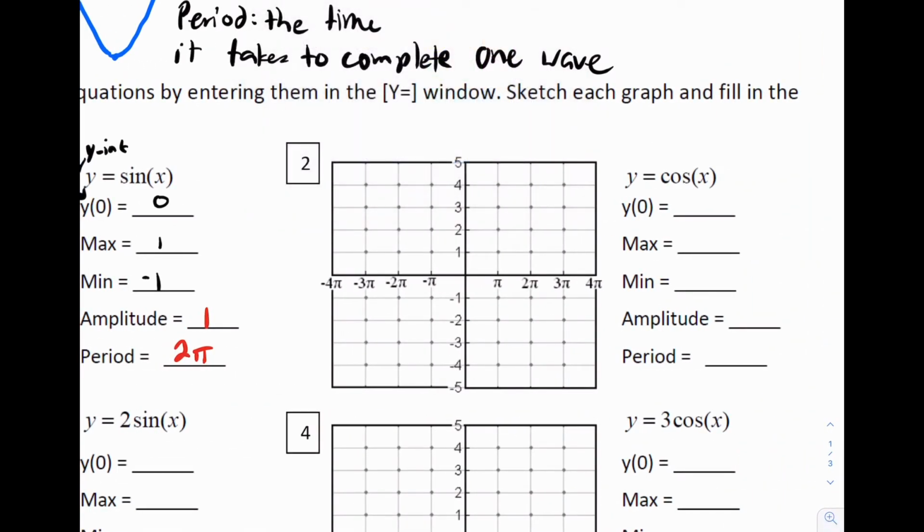Cosine is pretty similar. The wave is almost identical, except it starts at 1. So it starts at 1, then hits the bottom at -1 at pi, then 2 pi, 3 pi, and 4 pi. So it looks something like this. And again, we'll continue it the other way too. So we have our complete graph here.